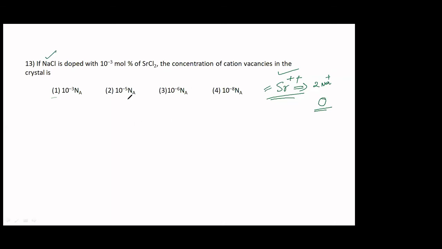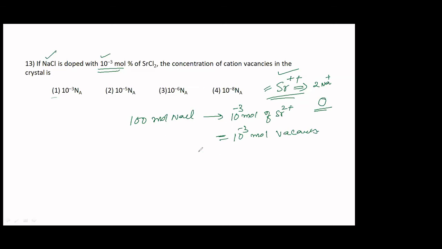Okay. And NaCl is doped with 10 to the power minus 3 mole percent of Sr2+, which means if you have 100 moles of NaCl, it will have 10 to the power minus 3 moles of Sr2+, which is also equal to 10 to the power minus 3 mole of vacancies, a hole, isn't it?